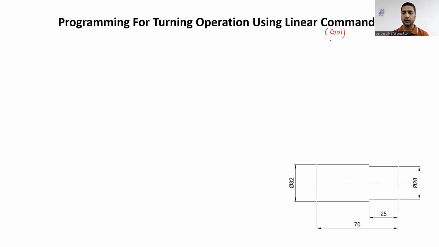This figure shows the part drawing for which we will write our program. So this is a cylindrical workpiece. Let me show you. This is a cylindrical workpiece just like this, whose outside diameter is 32 mm. And we will reduce this 32 mm diameter up to 28 mm diameter up to the length of 25 mm. And the total length of the workpiece is, let us say, 70 mm. So all the dimensions shown here are in mm. Kindly note this.